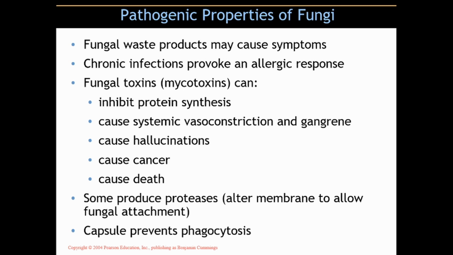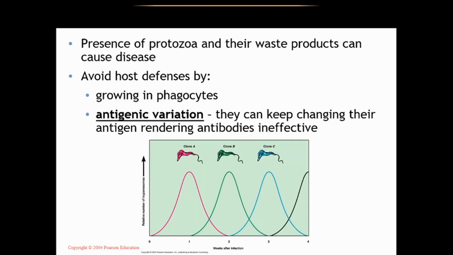Some produce proteases, which alter the membrane to allow fungal attachment to the membrane, so that they can then attach to the cell. And then they have a place to begin to replicate. They have a very thick capsule, and that capsule can prevent phagocytosis by macrophages. Because of the thickness of the capsule, the enzymes are completely ineffective against it.